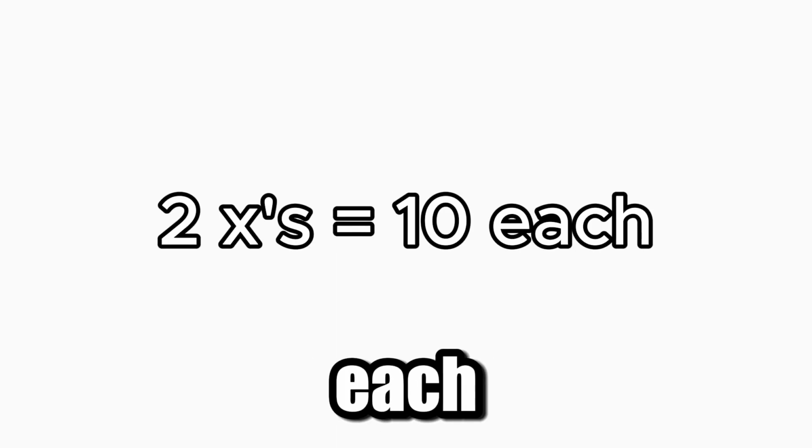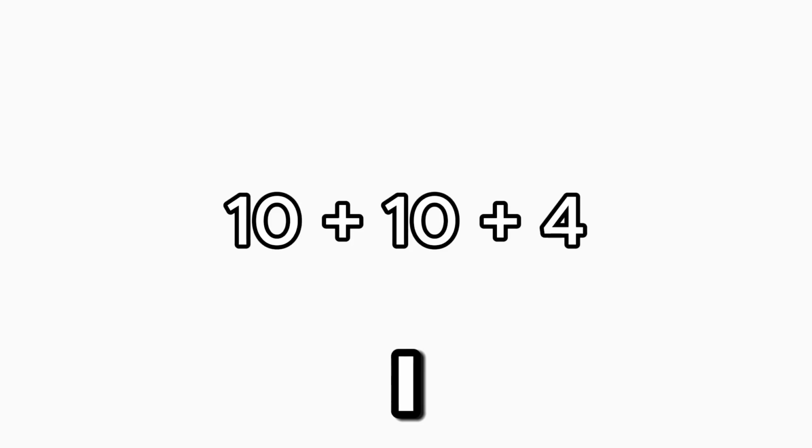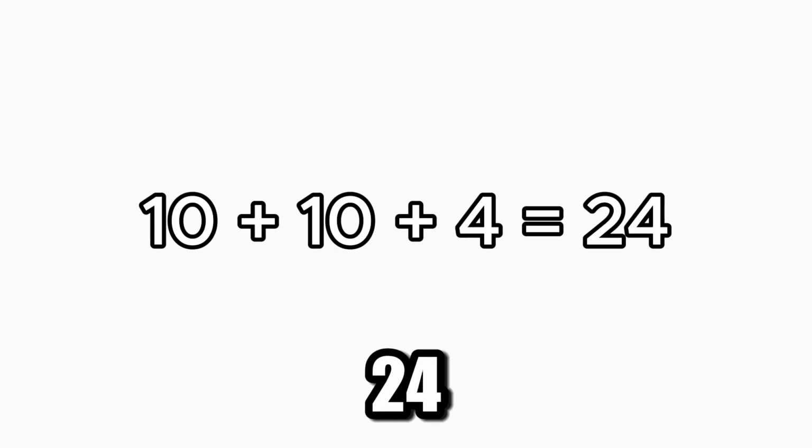Third example, XXIV. We got two X's, which are 10 each. That's 20. And then we got IV, which is 1 less than 5. So it's 5 minus 1. So 10 plus 4 equals 24.